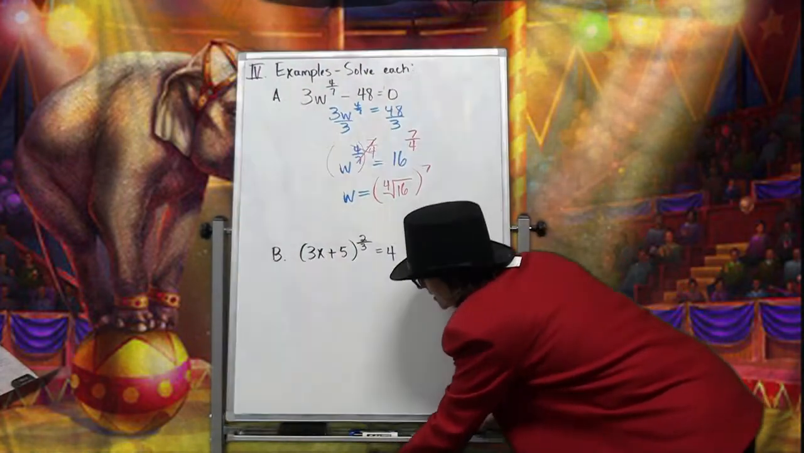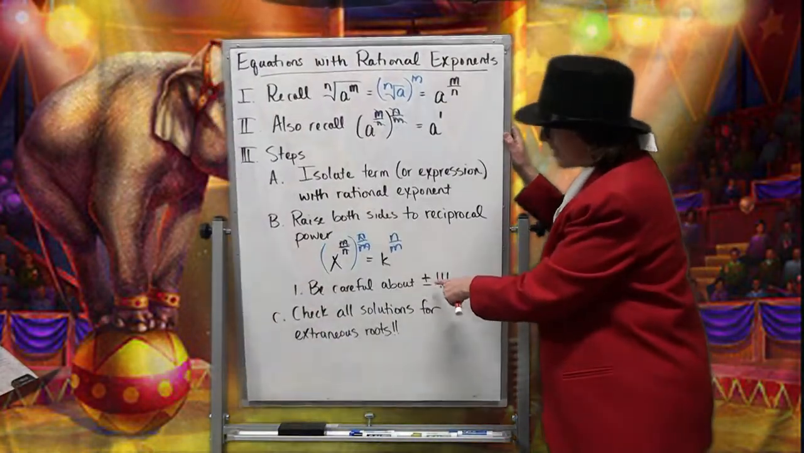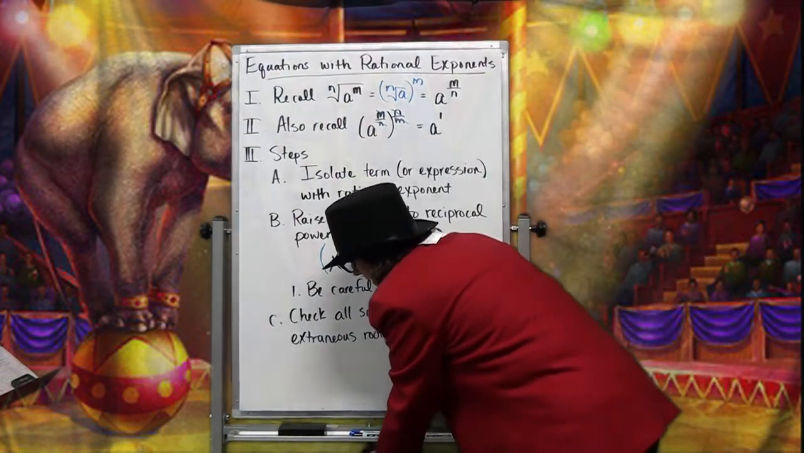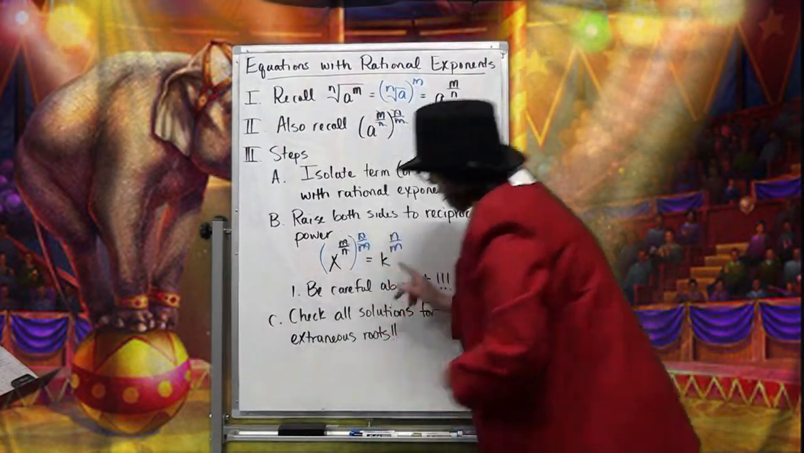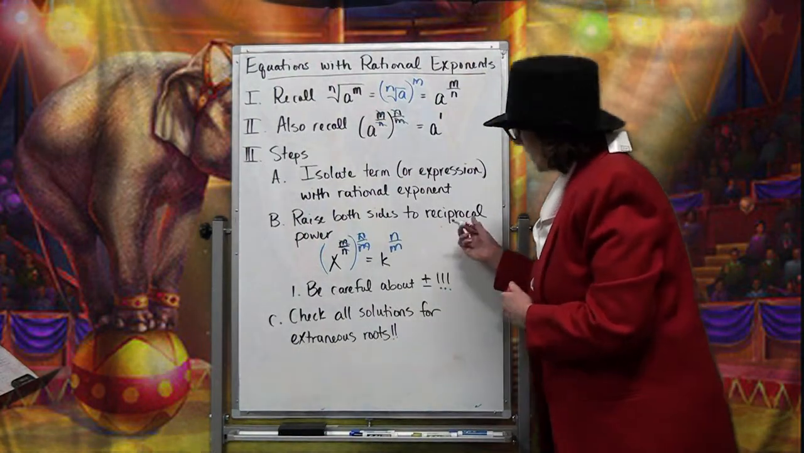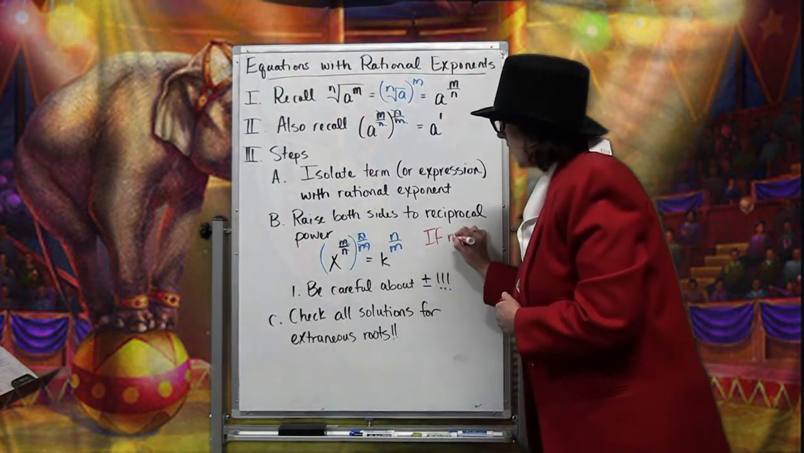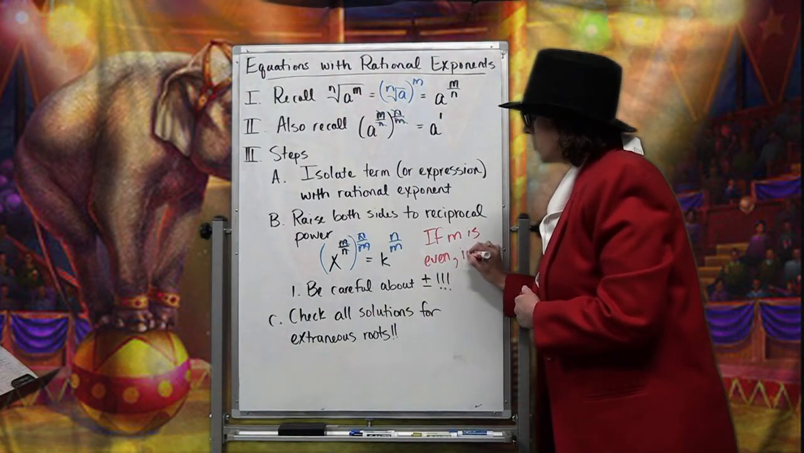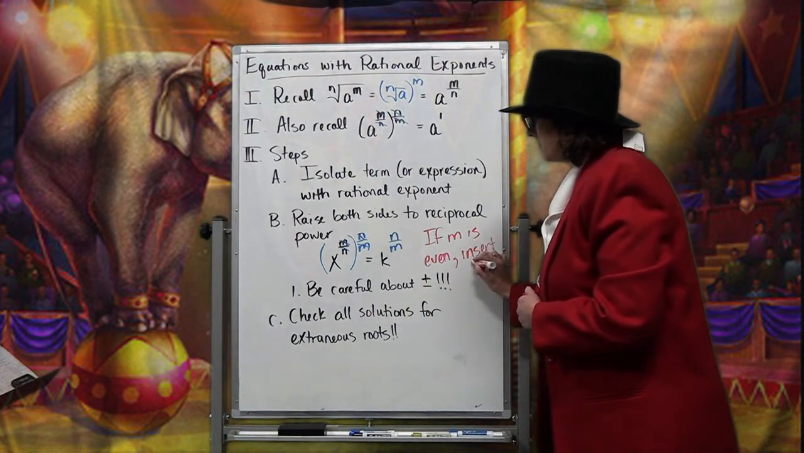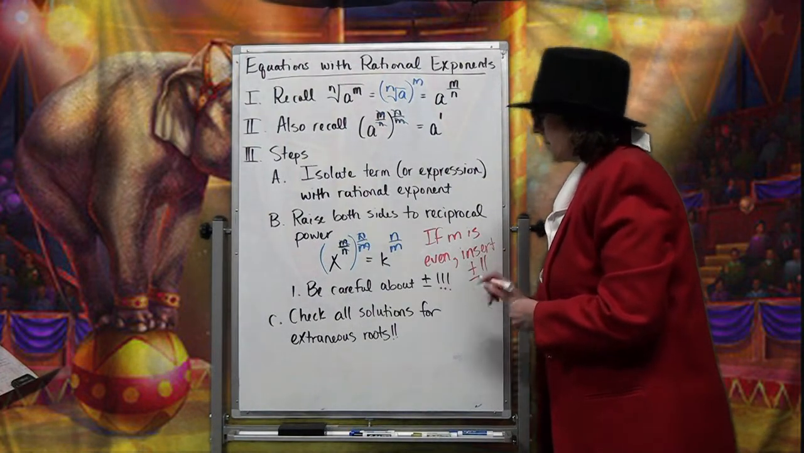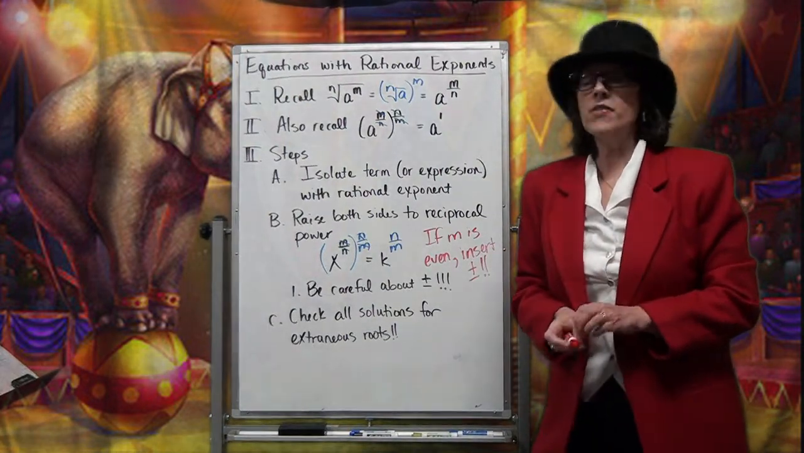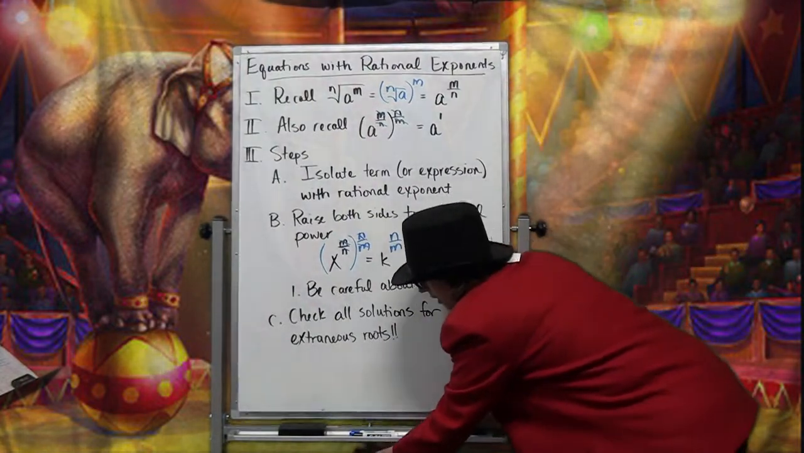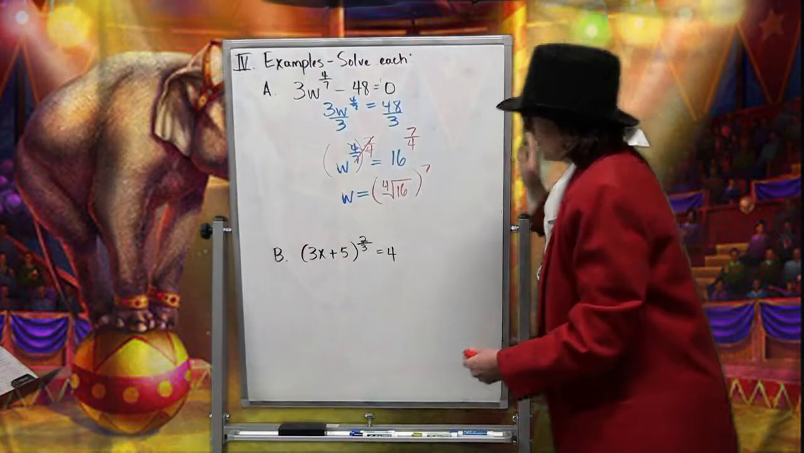So this is where I said I need to be very careful and I need to think about that plus minus. In other words, if my root over here is going to be even, in other words, if the m is even, then I need to insert that plus minus. If that root is odd, then I don't want to insert the plus minus because it won't work, which we'll see in the next example. So let's go back to this.